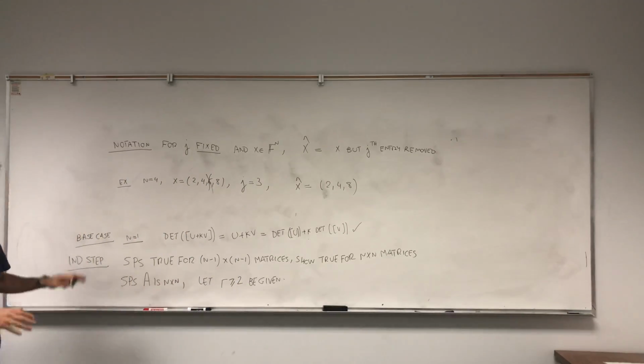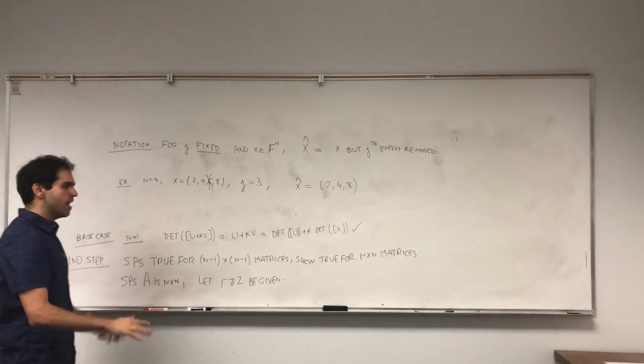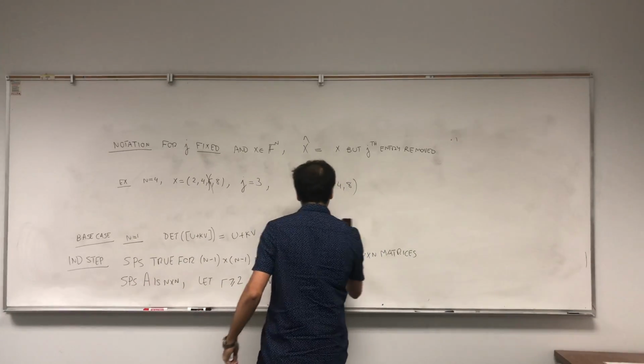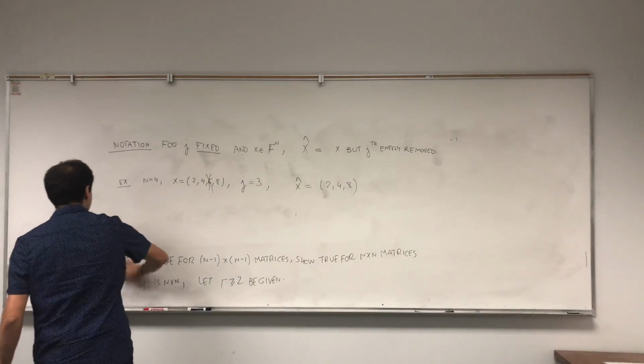All right, why is that useful? Suppose you have an n by n matrix, and you know one of the rows is of the form u plus kv.